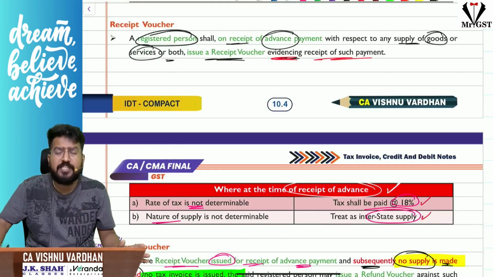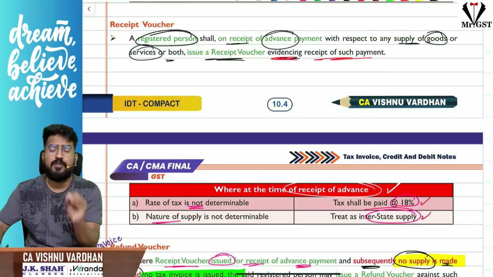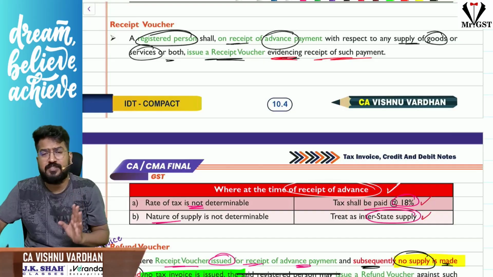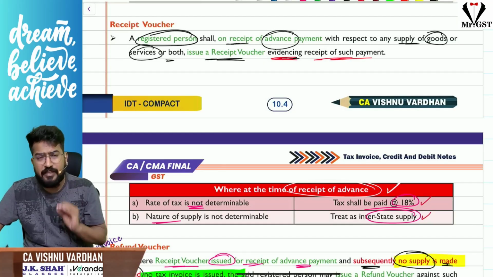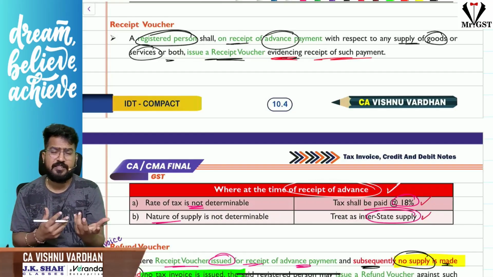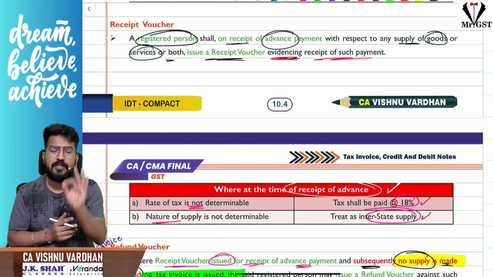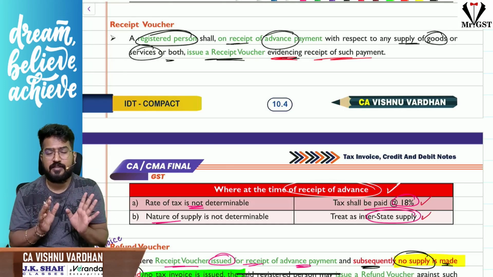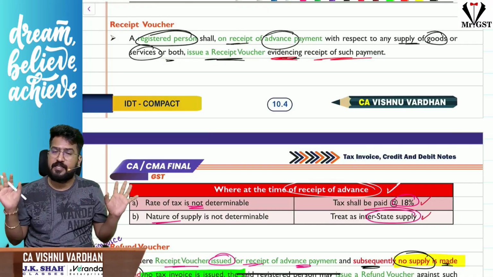Next one is receipt voucher. Sir, what is this receipt voucher? Nothing but, whenever you are giving any advance for supply of goods or services, to acknowledge that advance, I am giving a document called a receipt voucher. And while taking the advance, if you are not sure whether this supply is going to be intrastate supply or interstate supply, in the worst case, if you are not able to determine, then it will be treated as an interstate transaction, and if you are not sure about the tax rate also, take 18% as the tax rate. That is the concept.